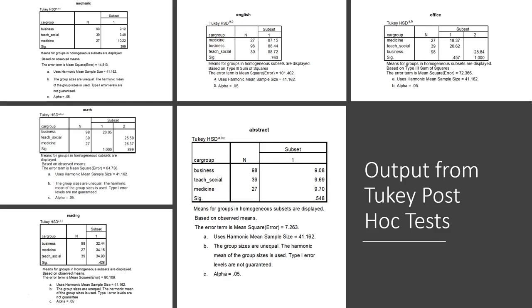And so here we are looking at the output from the Tukey post-hoc tests. If we look at the English scores, up here we have 27 observations in the medicine group, 28 in the business group, 98 in the business group, and 39 in my teaching group. All this is looking for is the homogeneity of these groups. And we can get all this for all of our variables, as you can see here. And so this is just one of what we call a post hoc test that's available for the MANOVA analysis.